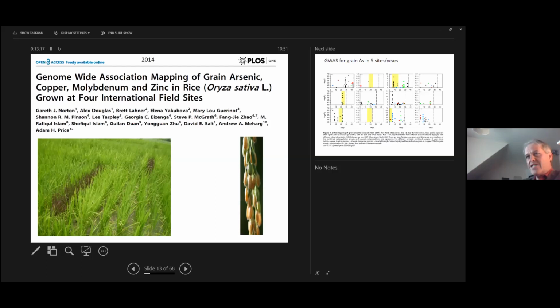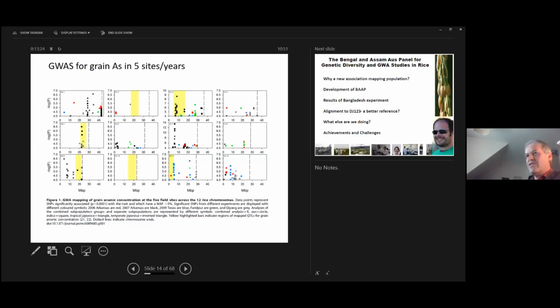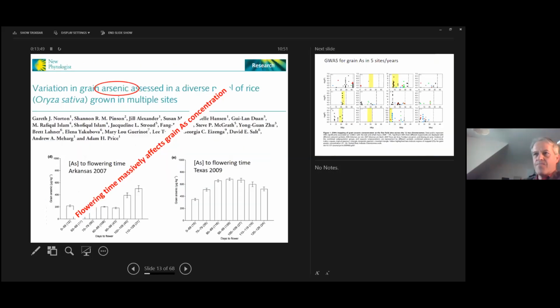Okay, so we did use this population, and we did publish a paper on grain arsenic mapping in this population. And this is the slide which summarizes that. It's a fairly horrible slide. I've shown this in many talks, and I always apologize for the amount of information that is presented on this slide, and to myself really for the fact that it doesn't show anything that is in any way exciting. But I need to explain what this slide is for a moment. I might do that by popping back to this.